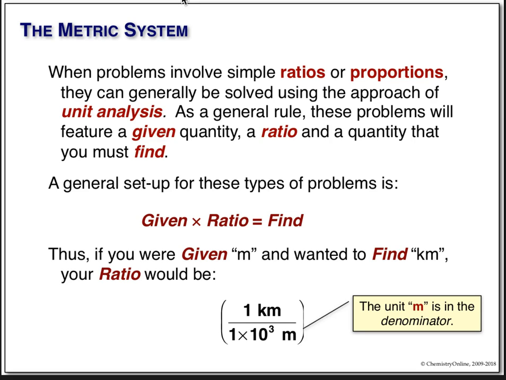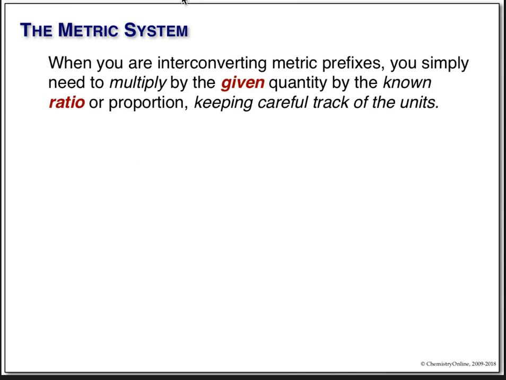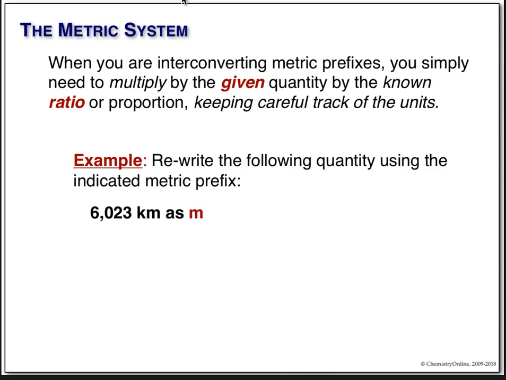So let's do a problem. If I say I have 6,023 kilometers, how many meters is that? Well, our given is clearly the 6,023, isn't it? The ratio we want is going to be between meters and kilometers. And of course, we're trying to find meters.